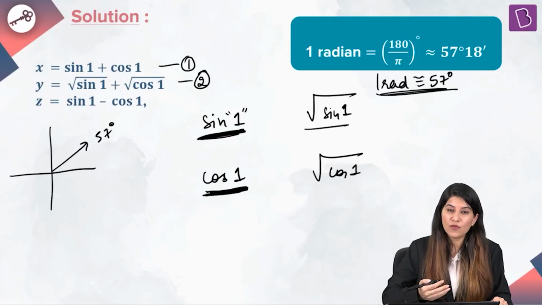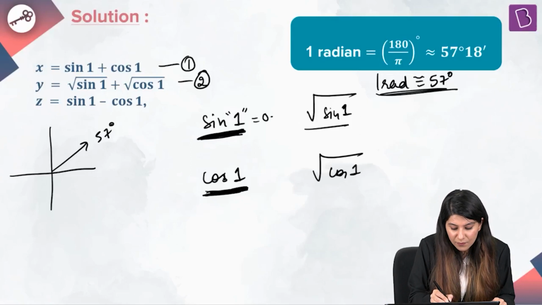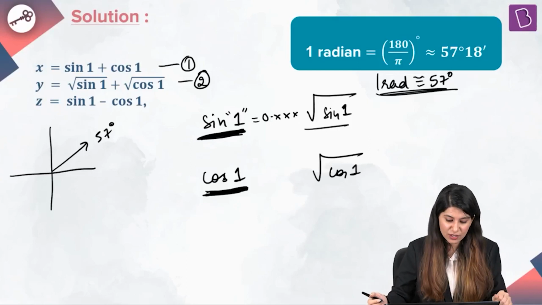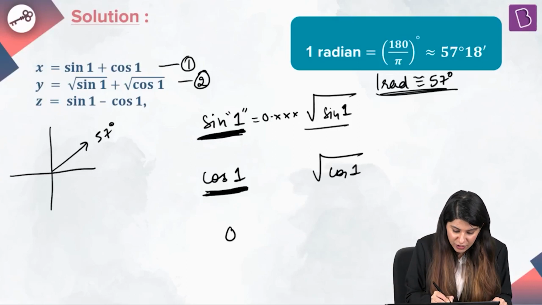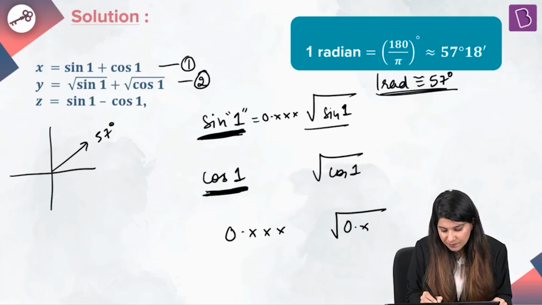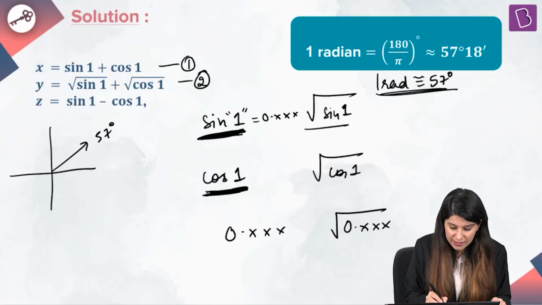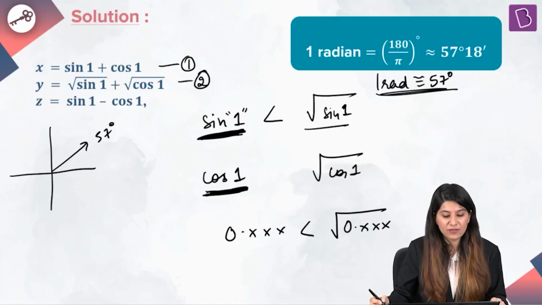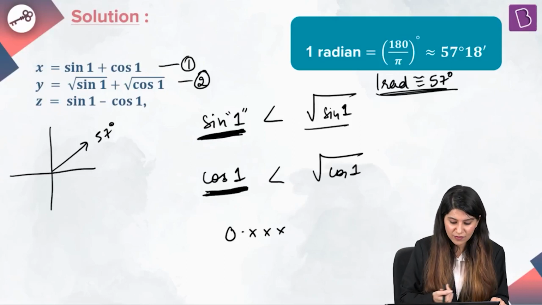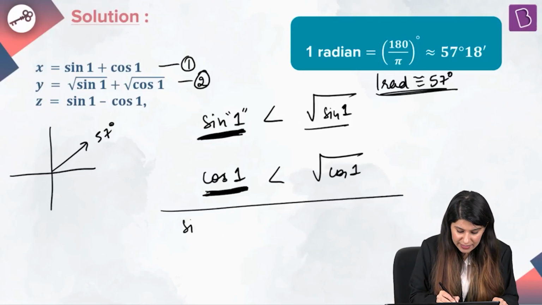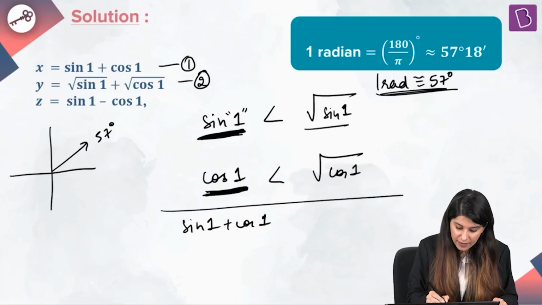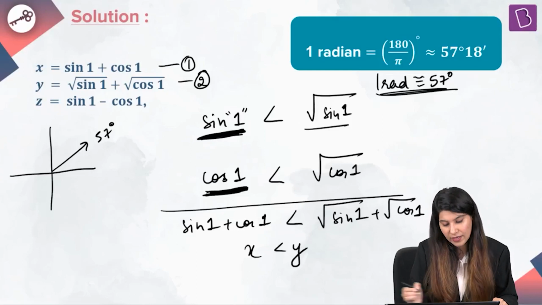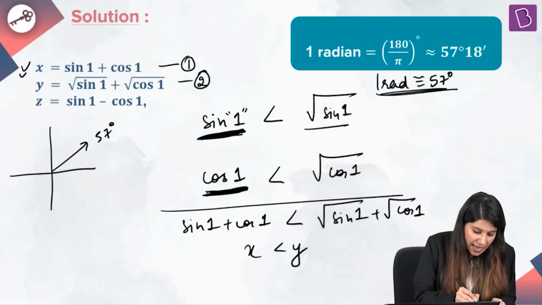And we already know that these two values will be positive fractions, so sine 1 is something like 0 point something. That is a fractional value. And if I talk about a fractional value and its square root, always the square root of that fractional value is bigger. That gives me, sine 1 is smaller than square root of sine 1 and cos 1 is smaller than square root of cos 1. If we add these two inequalities, what I'm going to get is sine 1 plus cos 1, that is x, is less than square root of sine 1 plus square root of cos 1, that is, x is less than y. Cool.